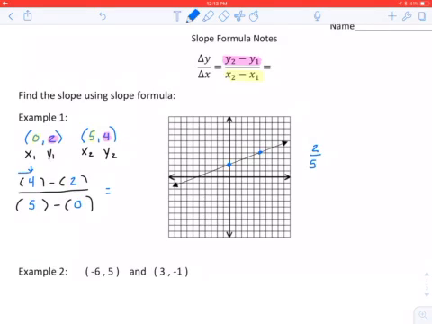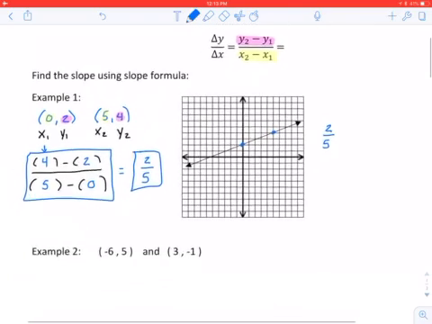At this point, this entire thing can be typed in your calculator. I want you to set up one big fraction and type that in. It'll simplify it for you if it simplifies, and it'll give you the answer. If you type that in, you should end up with 2 over 5, which we already knew was our slope. We were just verifying it using the slope formula.